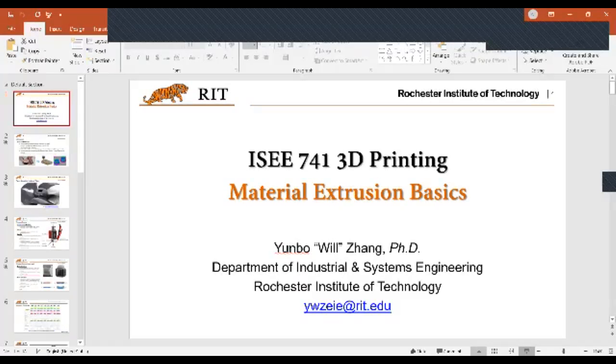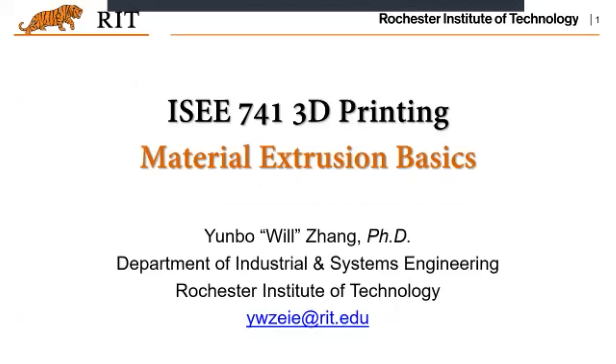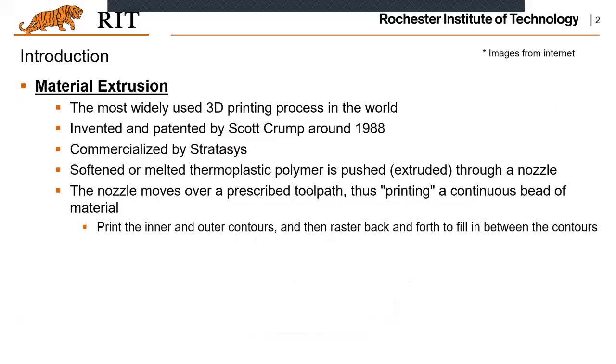So let's talk about the material extrusion 3D printing process. This process is the most widely used 3D printing process in the world. And as I mentioned previously, it was invented and patented by Scott Crump around 1988. Basically, Scott founded Stratasys, which is a main player in the 3D printing area.